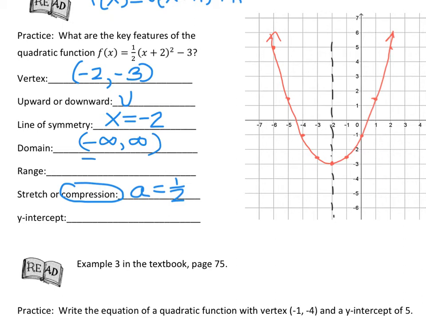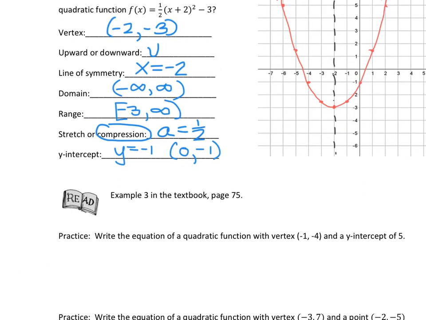So our minimum is going to be at -3, and we can touch it, and our maximum is going to be infinity. And finally, our y-intercept is y equals -1, or you can write that as a point, (0, -1). So that's how we would graph when given the function.